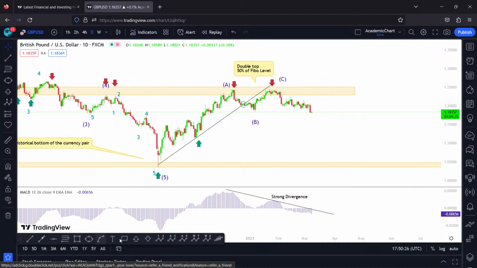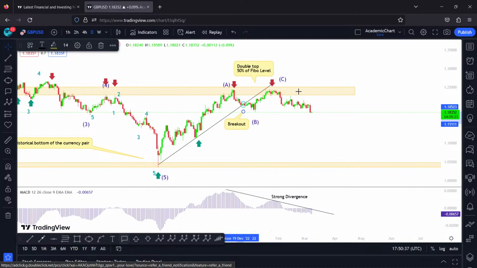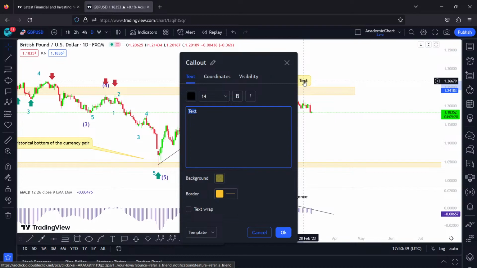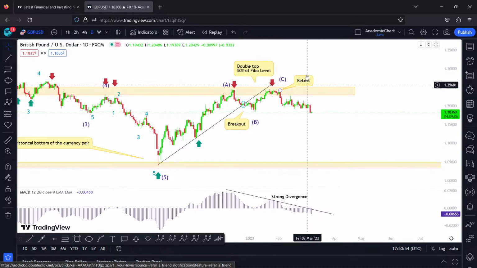I can say that, okay, this is my breakout. Let's call it out with the callout tool. This is the breakout. And here I have this retest. Just a retest, I think it is enough. I just don't want to make my charts crowded. So here I can see that it has been broken and retested.